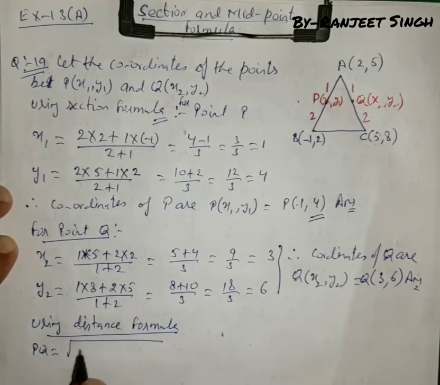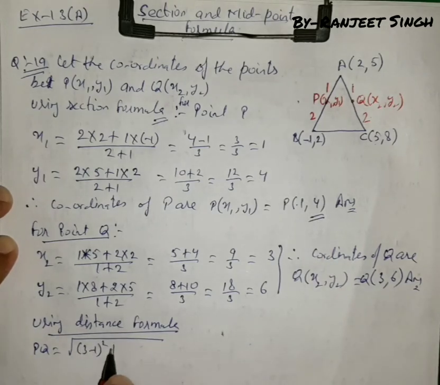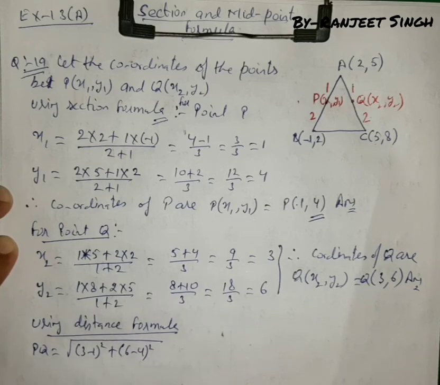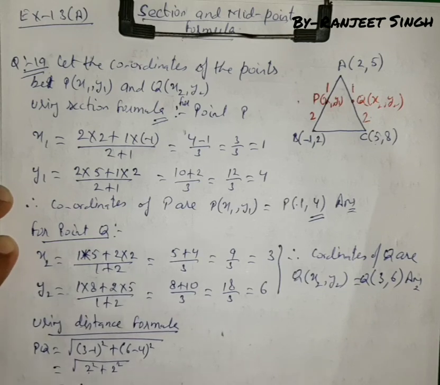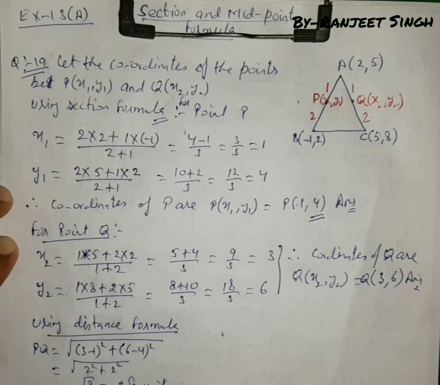x2 minus x1, it is root of (3 minus 1) square plus (6 minus 4) whole square. So this is equal to root of 3 minus 1 is 2 square, and this is also 2 square. So 4 plus 4, 8. It is root 8, that is equal to 2 root 2 unit.